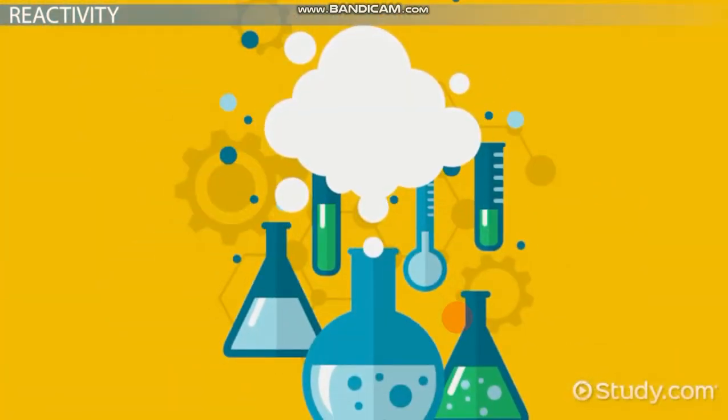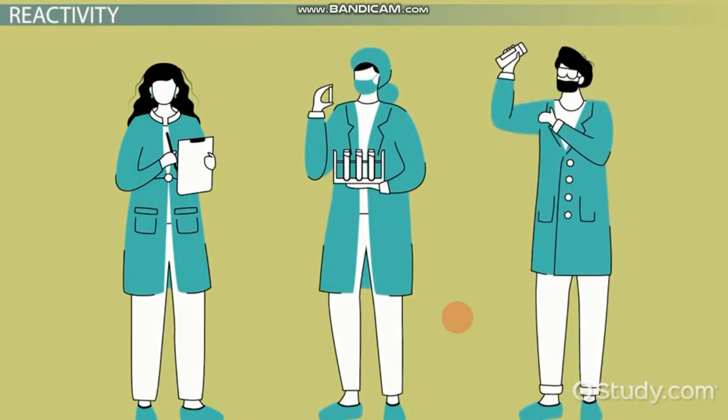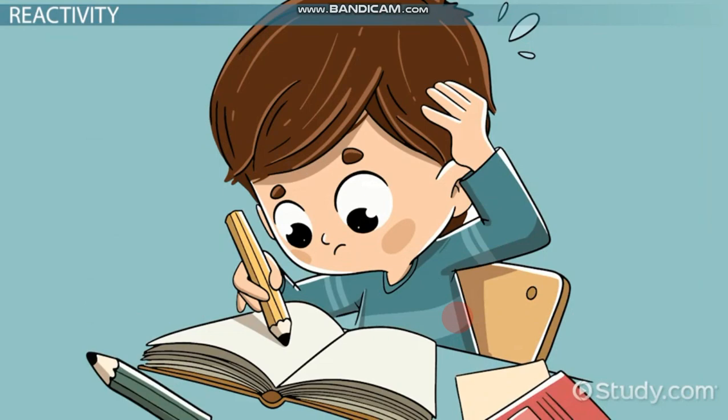Some are highly reactive with many compounds. Some only react with certain compounds, and others hardly react at all. Let's go through the different types of metal reactions.